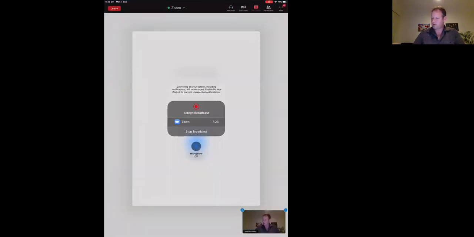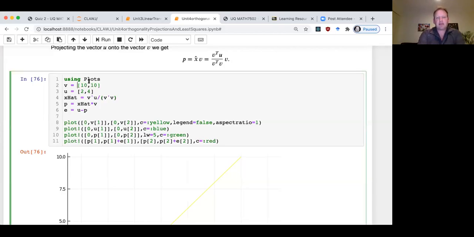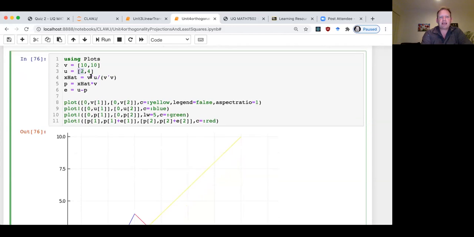All right, so let me stop this. Let's see it a bit in the notebook. So here we have V, and we're just in R2 in this case. So V is 10, 10. We're going to project onto V, and U is 2, 4. So X hat is the inner product of V and U divided by the norm squared. So the projection is X hat times V, and the error is U minus P.